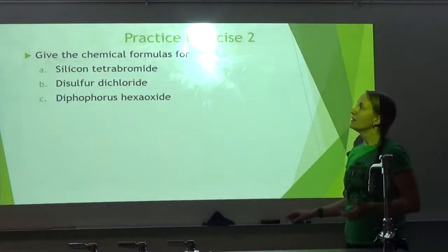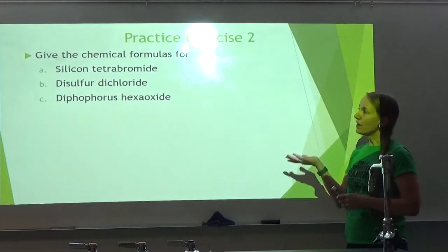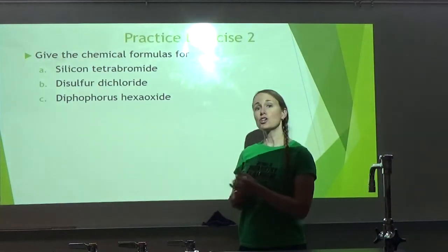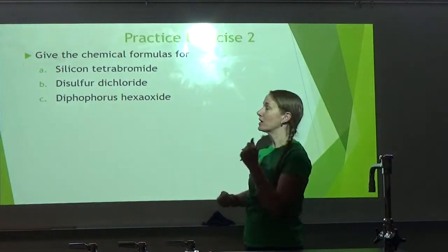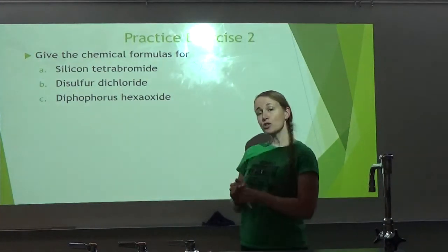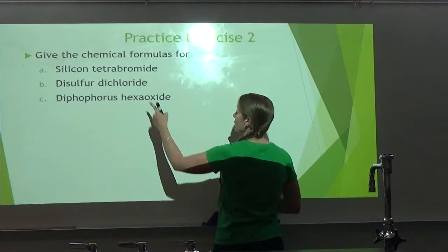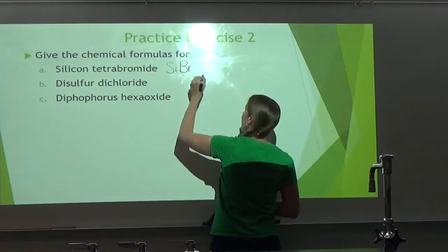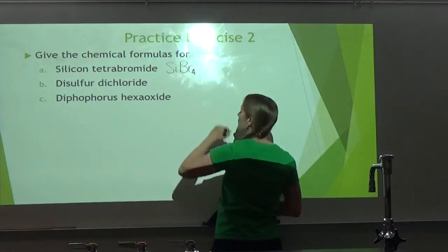Alright, so give the chemical formulas for the following. So remember, if you have a name that has prefixes, you don't have to worry about balancing charges because it's sharing electrons, so there are no charges. So you just use your prefixes to determine the subscript. So silicon is Si, tetrabromide, bromide is Br, tetra means 4.